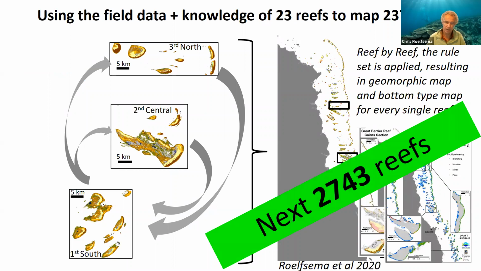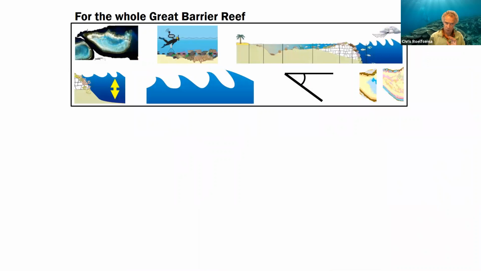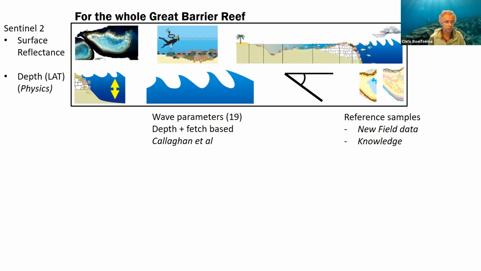And then we came up, okay, now we need to see how we can do it for the whole reef. For the whole reef, we use the same kind of approach. We use Sentinel-2 surface reflectance data and physics-based derived depth. We use the depth and fetch-based wave modeling to get 19 different wave parameters. And we can use the very detailed field data to help inform the benthic, but also the coral type mapping, especially the coral type mapping, where the detailed field data is required.